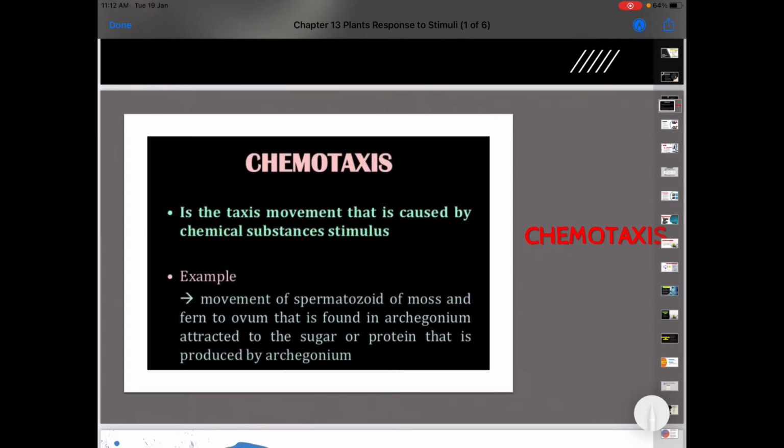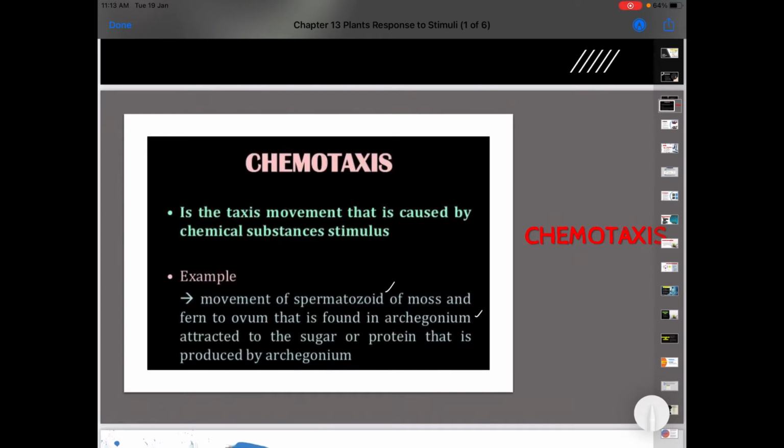And chemotaxis is the taxis movement that is caused by a chemical substance stimulus. For example, the movement of spermatozoids of moss and fern to the ovum found in the Archegonium, attracted to the sugar or protein produced by the Archegonium. So the spermatozoid is the sperm, the male gametophyte, and the Archegonium is the egg, the female gametophyte in ferns or mosses. Moss and ferns are types of plants. Later you will learn these two types of plants in Bio 320.